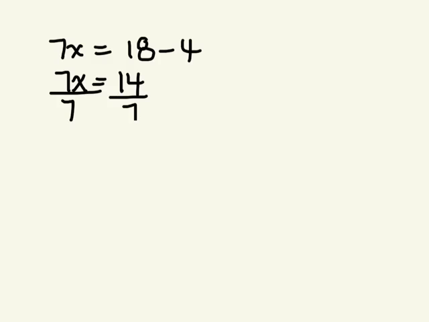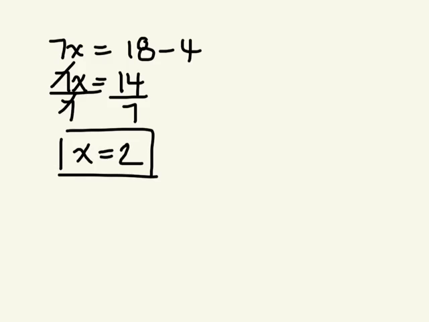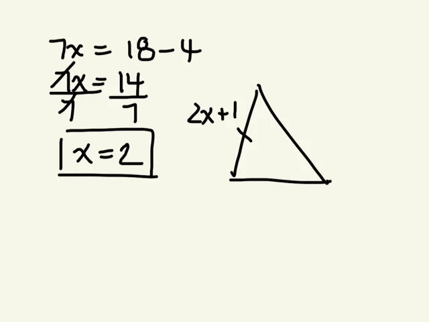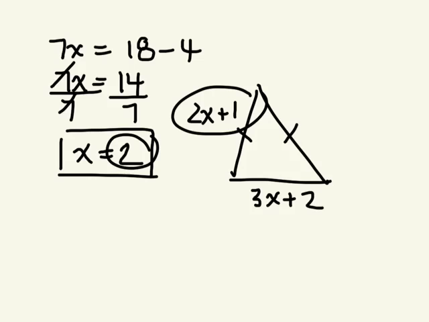You divide both sides by 7. So x equals 14 divided by 7, which is 2. The question said, find the dimensions of the triangle. So if you remember, the first triangle had a side length of 2x plus 1, and then it had another side length of 3x plus 2. Well, what is this side actually equal to if x is 2?